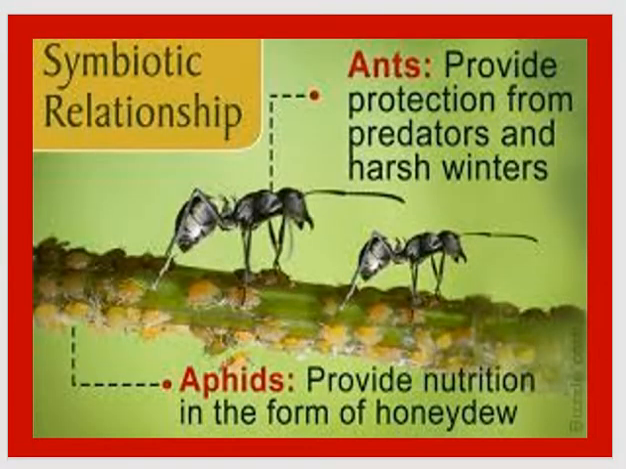Here in this picture you can see ants provide protection from predators and harsh winters, whereas aphids provide nutrition in the form of honeydew to the ants. So they mutually help each other. This is also an example for symbiotic relationship.